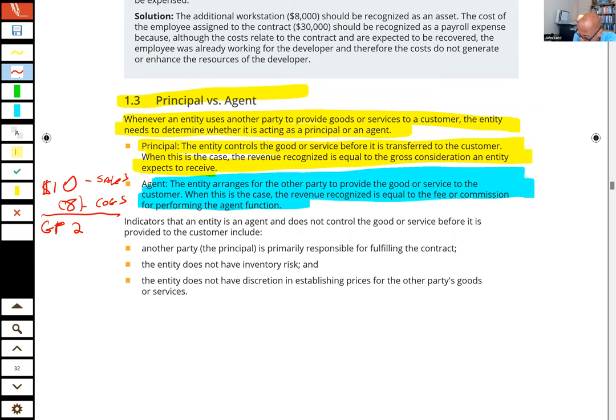So if that's the case, now Uber would recognize what? Would recognize sales of $2. They would have cost of goods sold of what? Zero, just looking specifically at this very transaction. And then the gross profit would be what? Would be $2. Now, let me ask you, who would you rather be, Nordstrom or Uber?